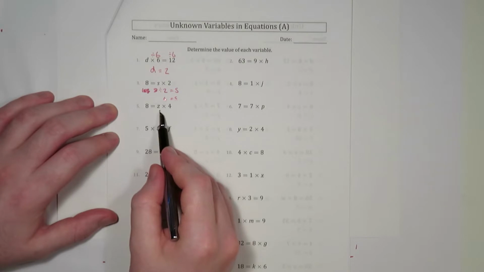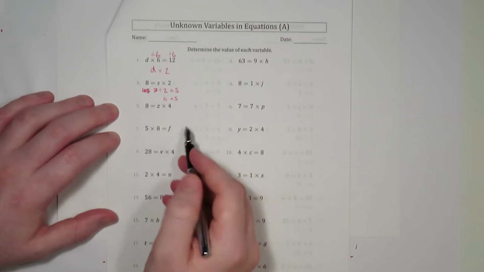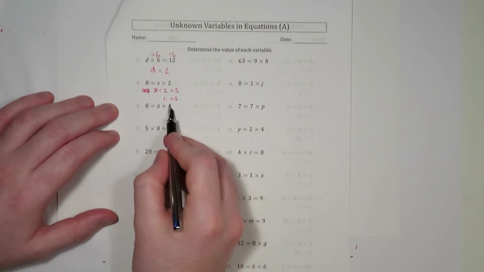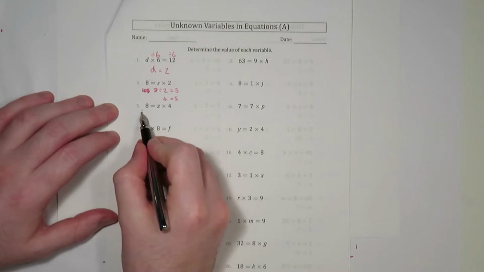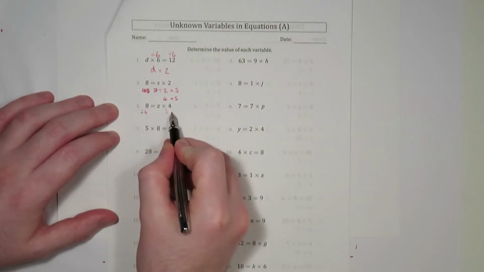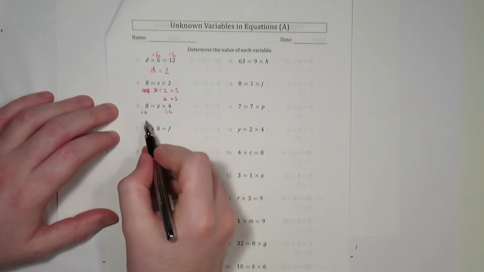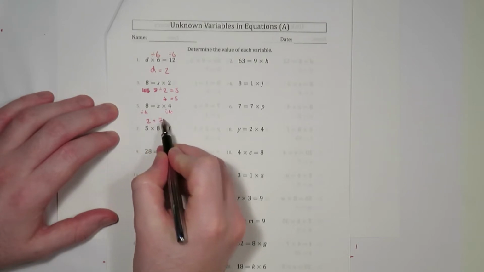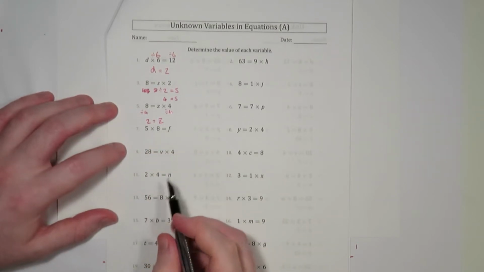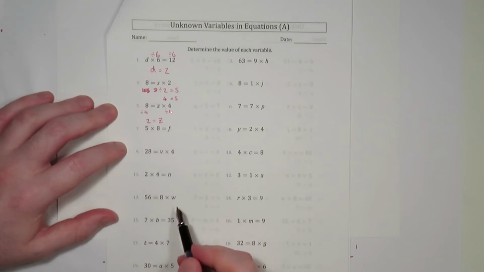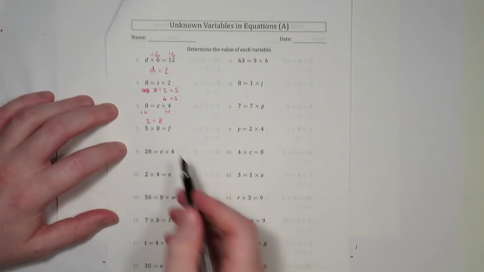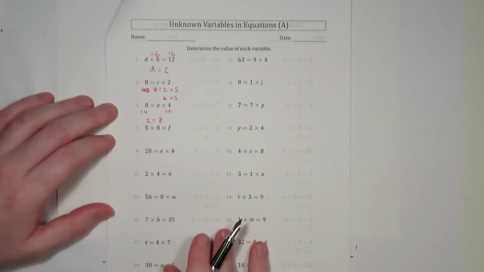In this example here, z multiplied by 4 is 8, so here we're timesing by 4, so we divide both sides by 4. And that means that 8 divided by 4 is 2, which is the same as z. This one here, nice and straightforward. Don't have to do anything there, I'll leave that one for you.